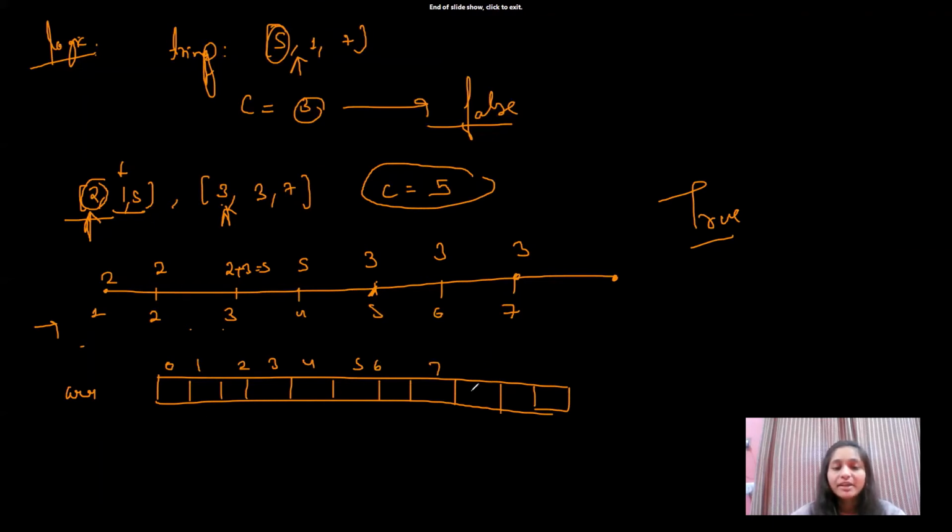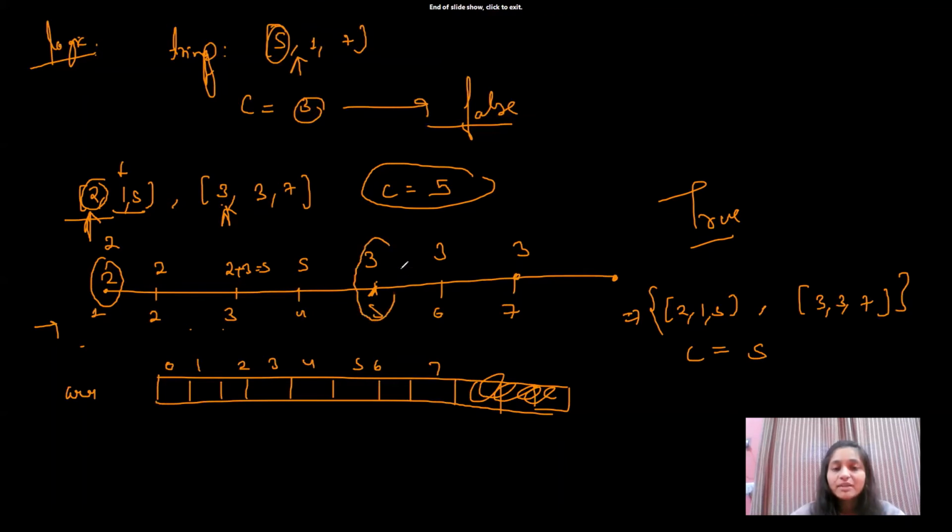Now suppose this is my array, and let's import this one. So now we have the trips 2, 1, 5 and 3, 3, 7, and our capacity is 5. What changes were we doing? When we were at timeline 1, we were putting 2, that we were having 2 passengers, and as soon as we were at the place where we were dropping, we were decreasing by 2.